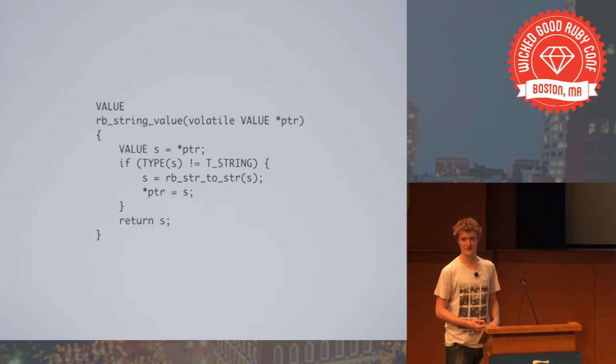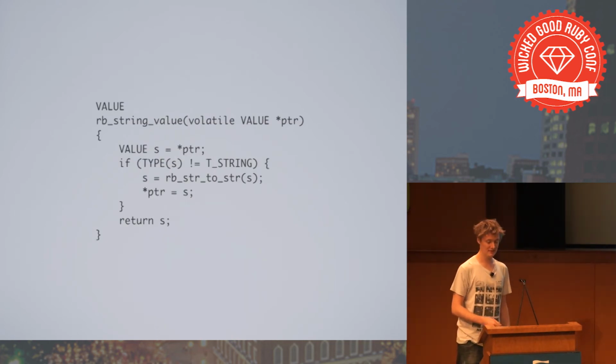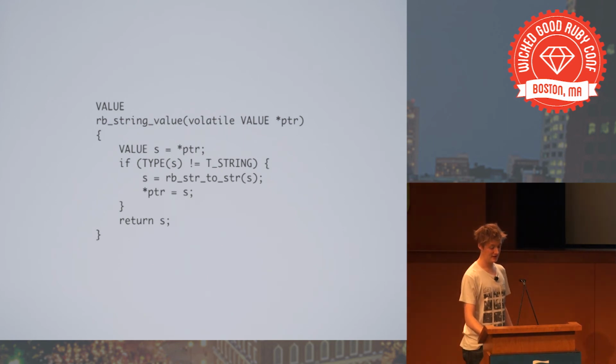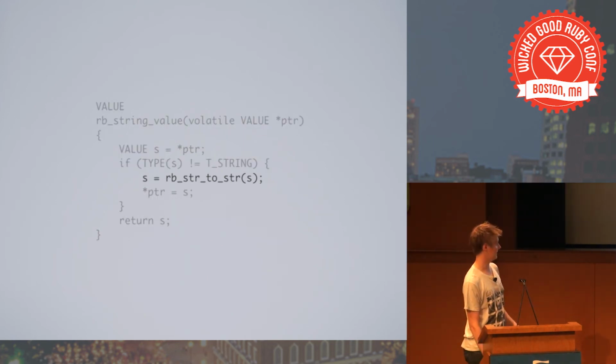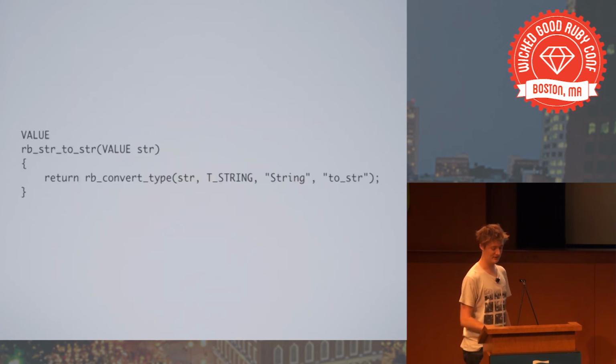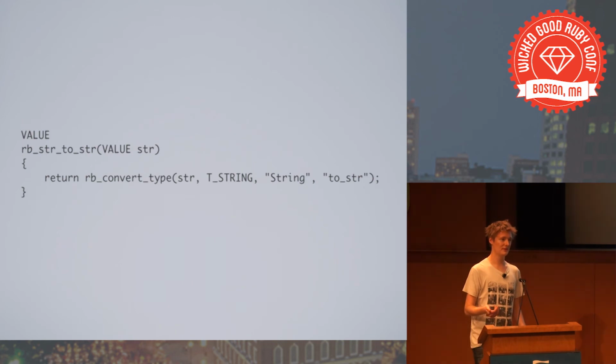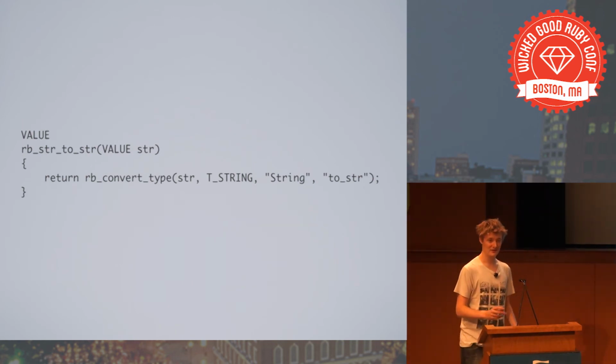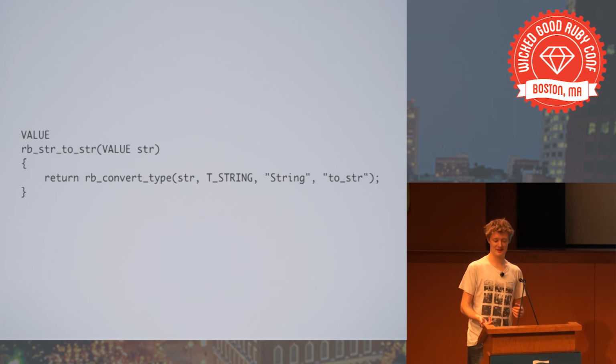This is what the rb_string_value function looks like. You can see that if the type isn't a string, it calls rb_str_to_str, which looks something like this. If the thing it's trying to print isn't a string, it'll call the to_str method on it. So we've actually found a way that we can get Ruby to call methods on objects of our choosing while it's segfaulting.